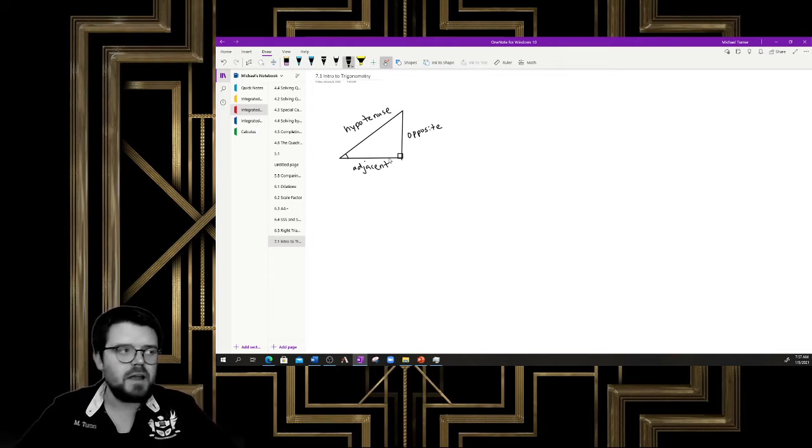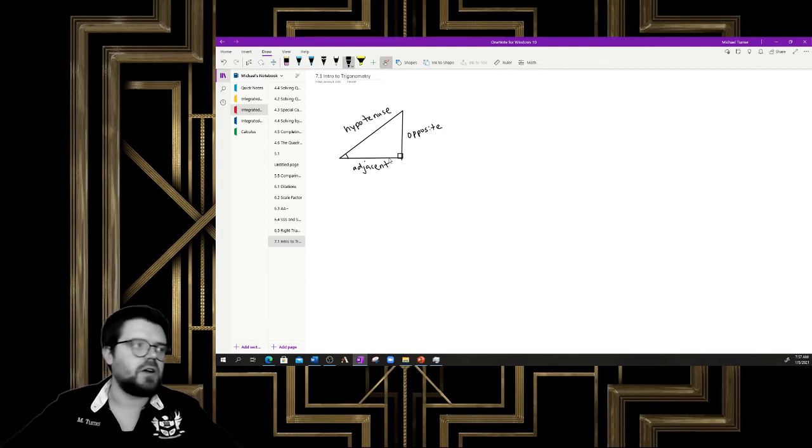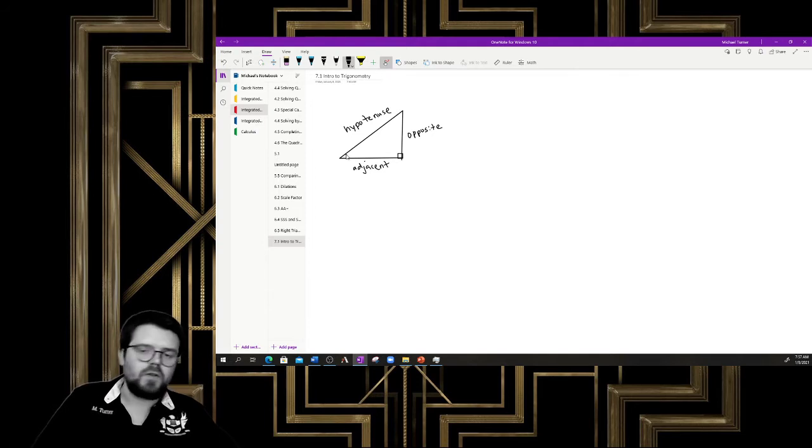Now, as I mentioned, the hypotenuse will never change. The hypotenuse is always going to be the same side. It's always going to be the side opposite the right angle. It's always going to be the longest side. But depending on what angle I'm looking at, if I'm looking at the bottom angle in this triangle, then this side is opposite and this side is adjacent. If I was looking at the top angle, then the opposite and adjacent sides would switch places. So just pay attention to which angle you're looking at.